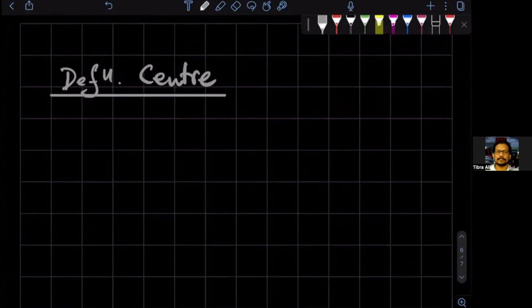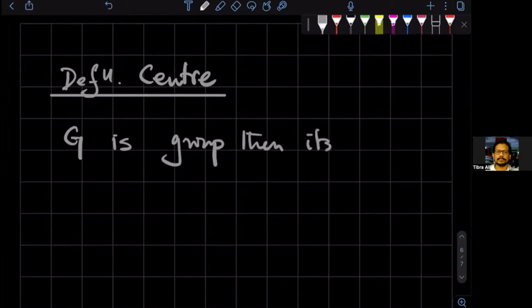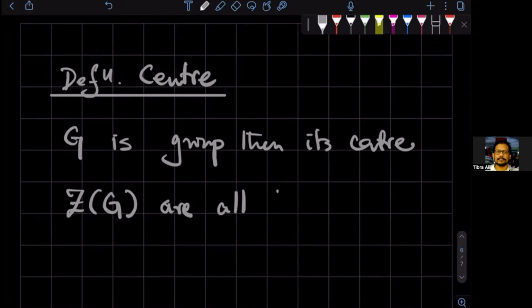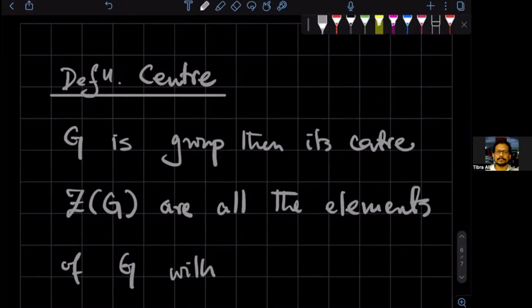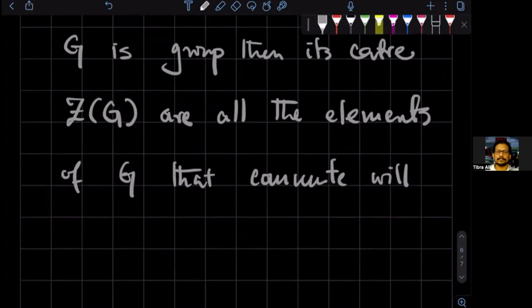So suppose that G is a group, then its center, Z of G, are all the elements of G which, I should say, commute with all of G.